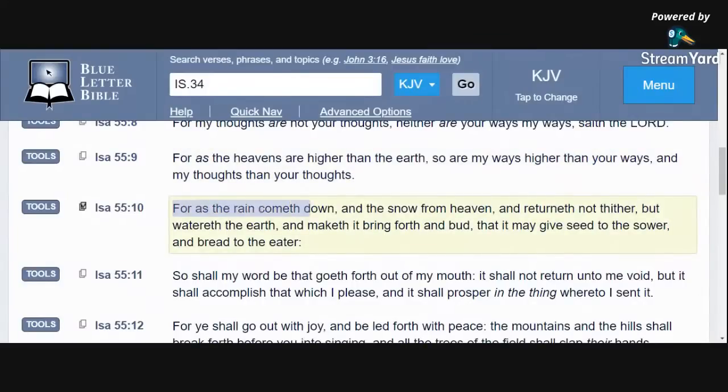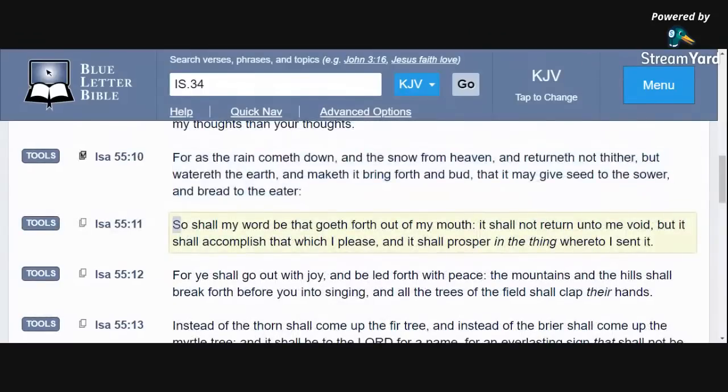As we know, for as the rain cometh down and the snow from heaven and returneth not thither, but watereth the earth and maketh it bring forth and bud, that it may give seed to the sower and bread to the eater, so shall my word be that goeth forth out of my mouth. It shall not return unto me void, but it shall accomplish that which I please, and it shall prosper in the thing whereunto I sent it. So if the Lord said his word is going to wake up the 12 tribes of Israel, is there any force on earth, if his word is being preached, that can stop that from happening? I say nay, there is not.